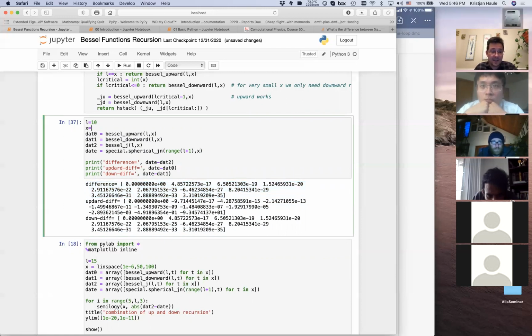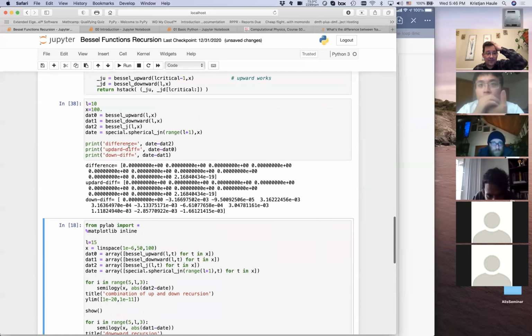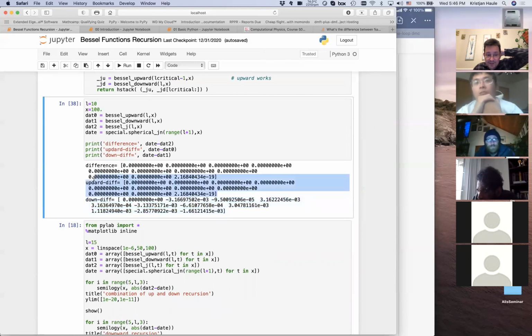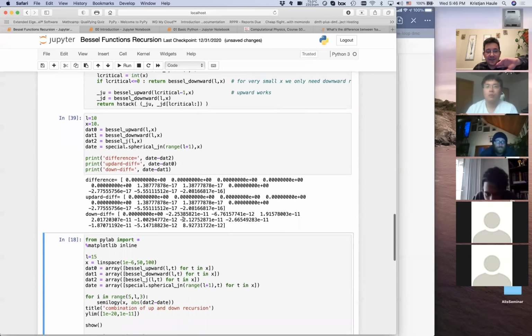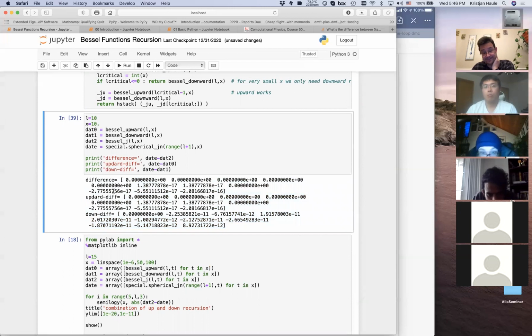Now, if we take x is very large, for example, then we see that downward recursion is bad, and upward recursion is good, and the combination of them is also good. And x is 10, basically both should work. Upward and downward recursion are both reasonable. Downward 10 to the minus 12, upward 10 to the minus 16, and the difference is also reasonable. So the point is that with proper combination of upward and downward recursion, we can get the value of the Basal function for every L and every x.